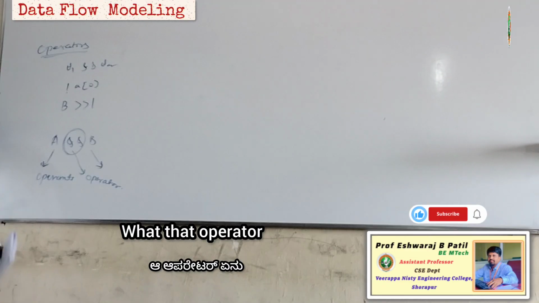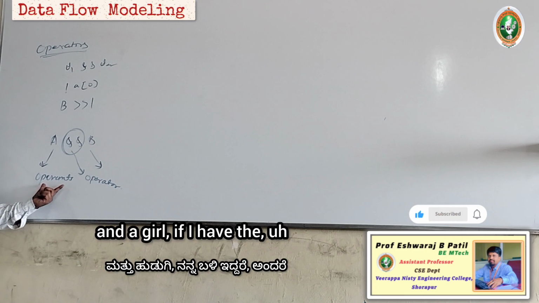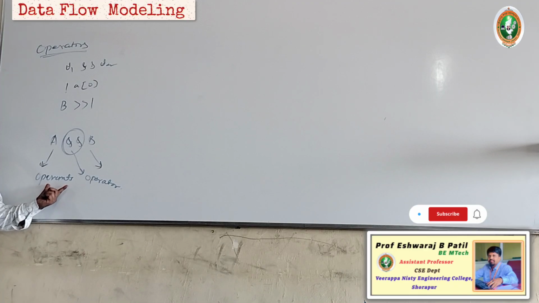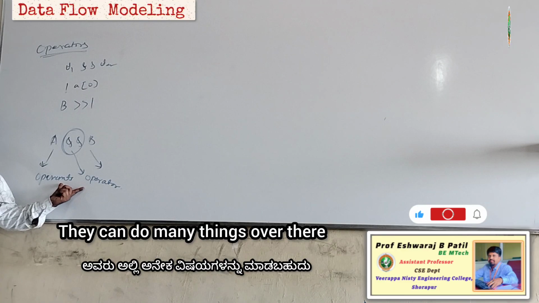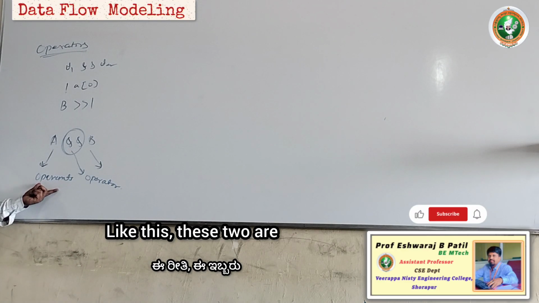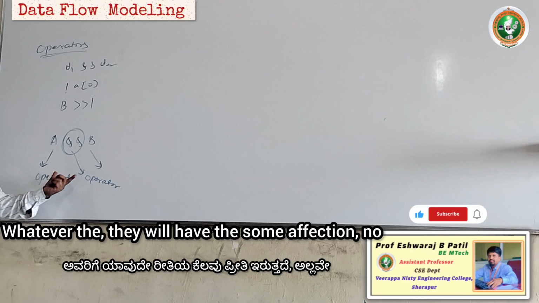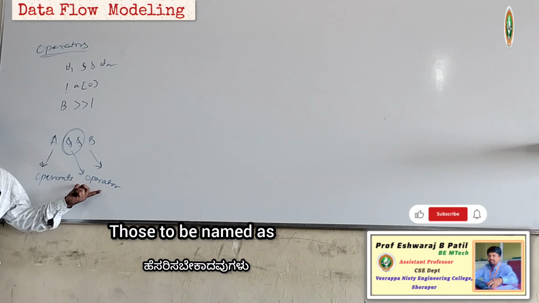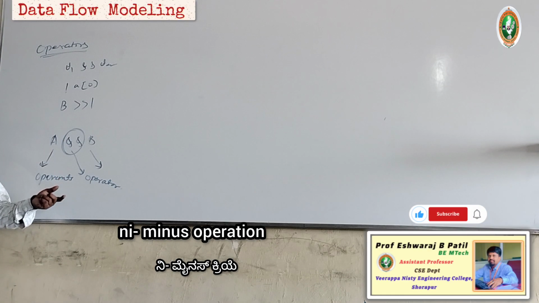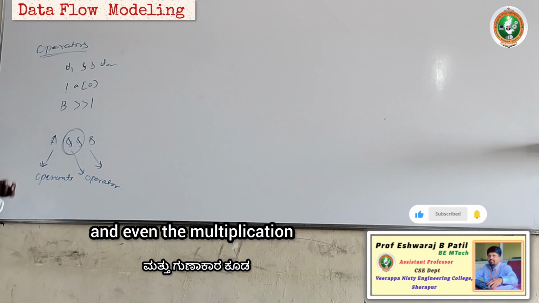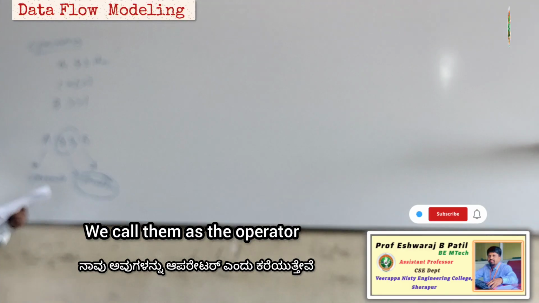Okay, if I have a boy and a girl sitting together, they can have many affections between them. They can do many things over there. These two, the girl and boy, we can say are the operands. Whatever affection they have, that is named the operators. They can do many things: plus operation, minus operation, and even multiplication, division, like this. Those are implemented with the help of the operator. We call them the operator.